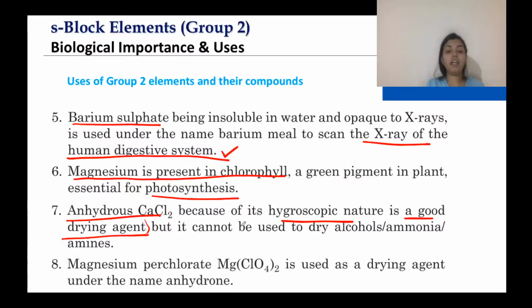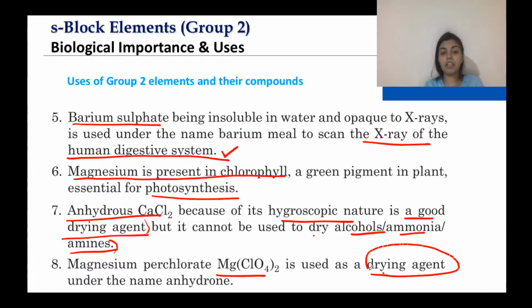But its limitations are that it cannot be used to dry alcohol, ammonia or amine. Alcohol, ammonia and amines are not dried up by calcium chloride. Otherwise, the rest of the materials can be dried up by anhydrous calcium chloride. Now, magnesium perchlorate is also used as a drying agent, under the name of anhydrone.